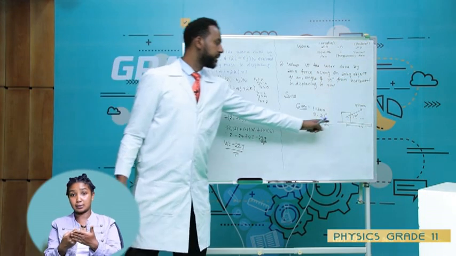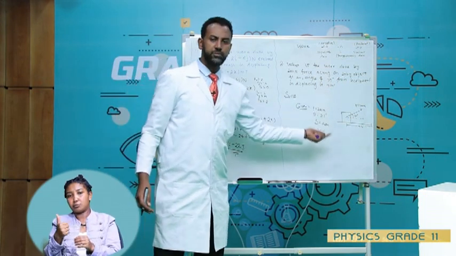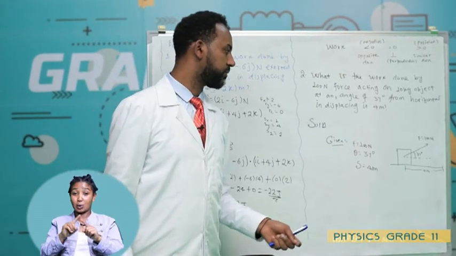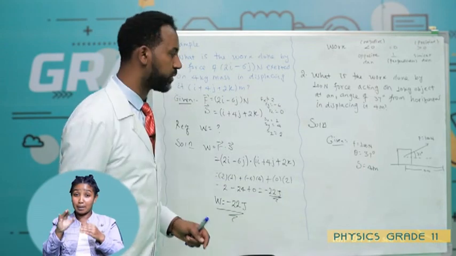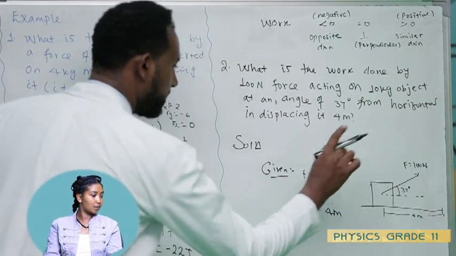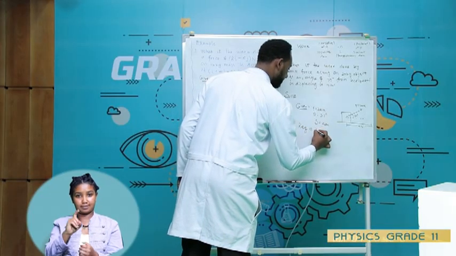Actually, there are different forces exerted on this mass. There might be a frictional force, there might be gravitational force, or some other types of force. But here we are asked to find the work done by the applied force.